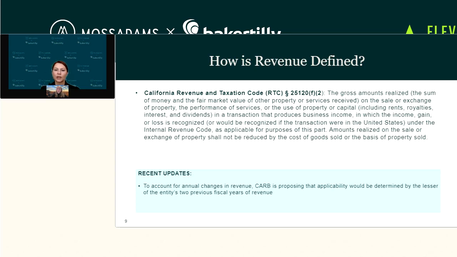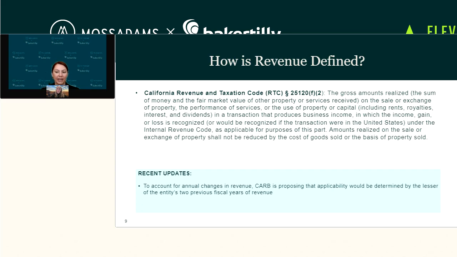To address fluctuations in revenue that may affect reporting obligation, CARB determines applicability by looking at the lesser revenue figure from the entity's two most recent fiscal years. So for example, if your revenue falls below the SB 253 or SB 261 threshold in either year, the entity is not required to report for that cycle. This was communicated in their last workshop that took place on November 18th. If you would like more information on this, you can refer to CARB's frequently asked questions, or FAQs, which were actually updated as of November 17th.